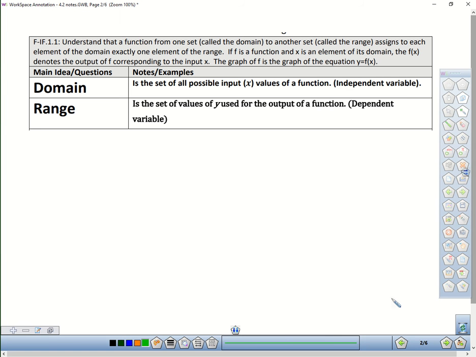Domain is the set of all possible input x values of a function. Okay? So input values, we call these the independent variables. And the range is the set of y values used for the output of a function. And we call this our dependent variable. Okay? Dependent variable. So moving on.